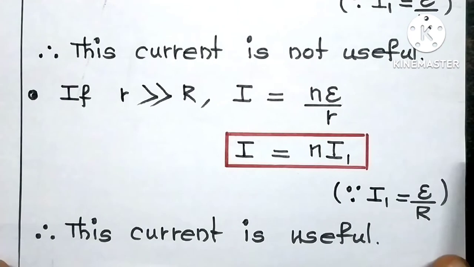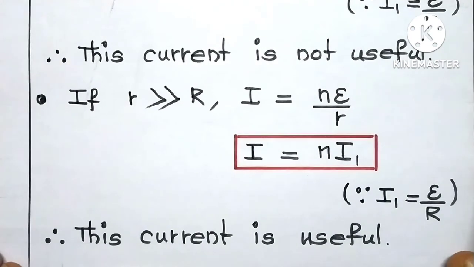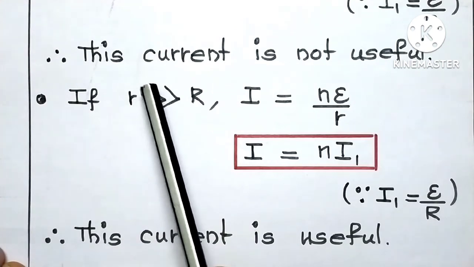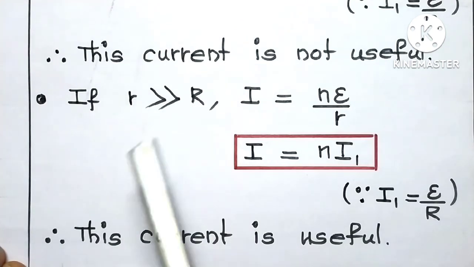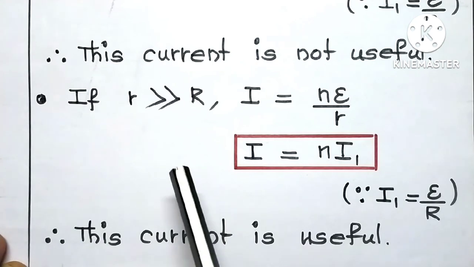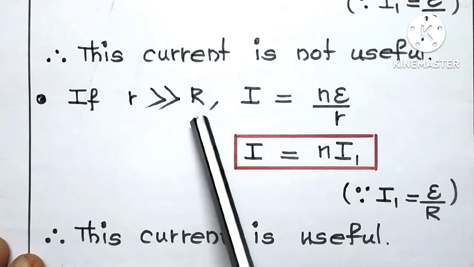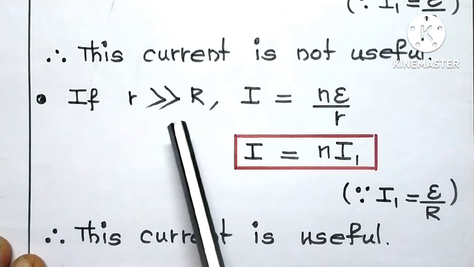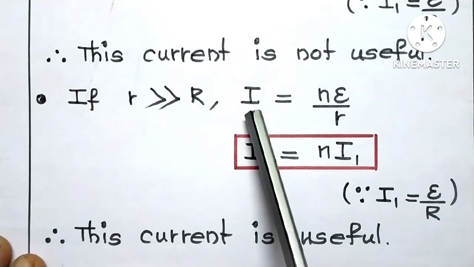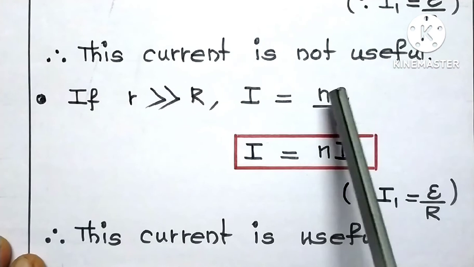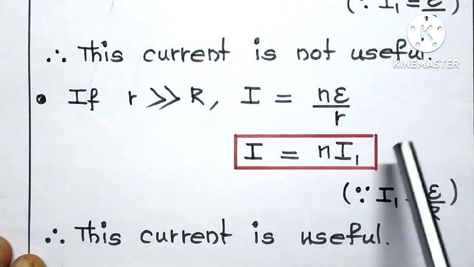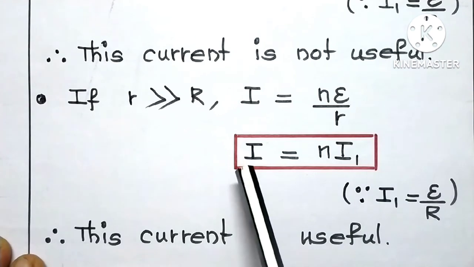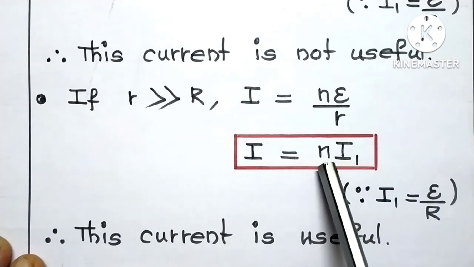Here comes the next condition, that is, if small r is far greater than capital R. In this case, we need to neglect the term capital R. So what do we get? We will get the expression like this: I is equal to n epsilon by small r. We all know that epsilon by r is nothing but I1. So I is equal to n into I1.